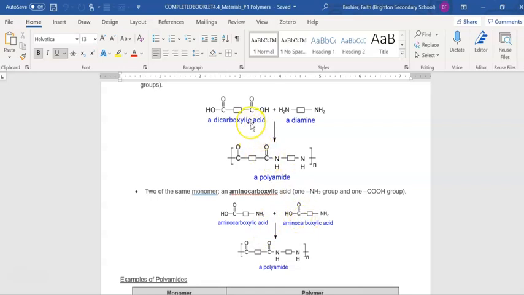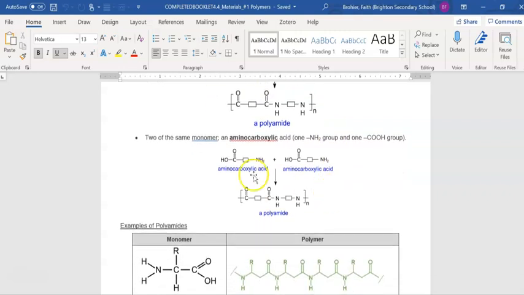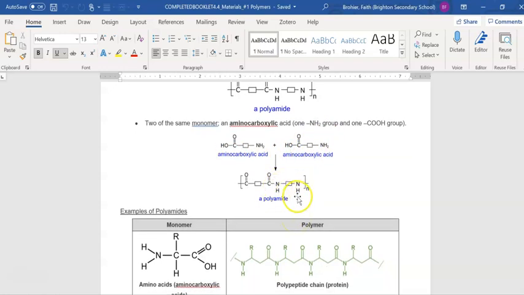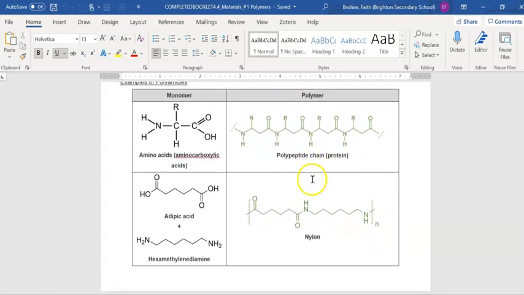But you can either form them from a dicarboxylic acid and a diamine, or you can form them from an amino carboxylic acid, which contains an amino functional group and a carboxylic acid functional group on the same monomer. Either way, they both form polyamides, losing the OH from the carboxylic acid portion and the H from the amino portion. And so some examples here, here's your amino carboxylic acid or your amino acid, right? Every amino carboxylic acid is actually an amino acid if it's connected to an alpha carbon. An alpha carbon being that carbon that has an H on it and an R group and an NH2 and a COOH group on it.